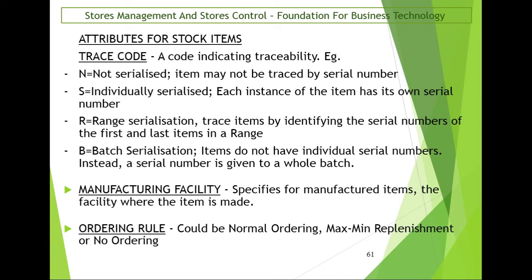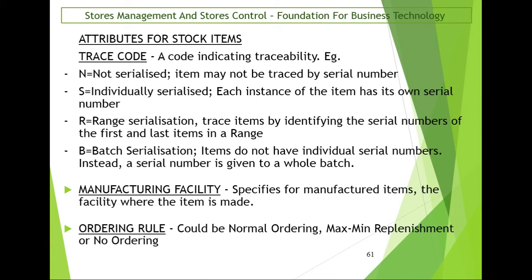There are certain items where the trace code could be N or no. In other words, the item is not serialized. It doesn't have any individual mark to identify it. So if we received, for example, a lot of nuts and bolts, there is no serial number that we can use to identify them. So the moment that you mix them in that box, there is no traceability whatsoever.